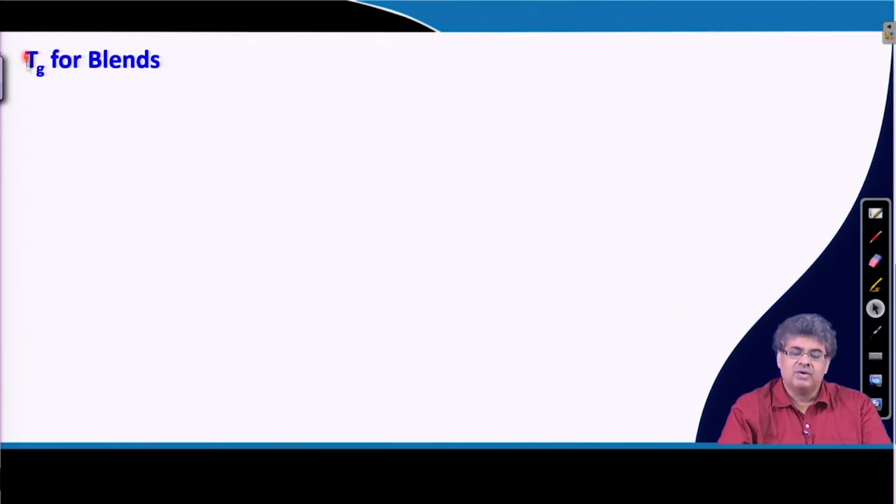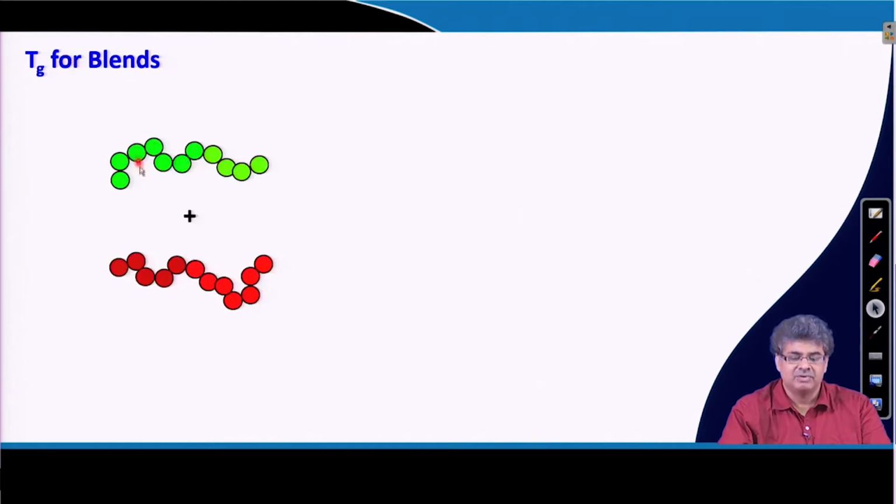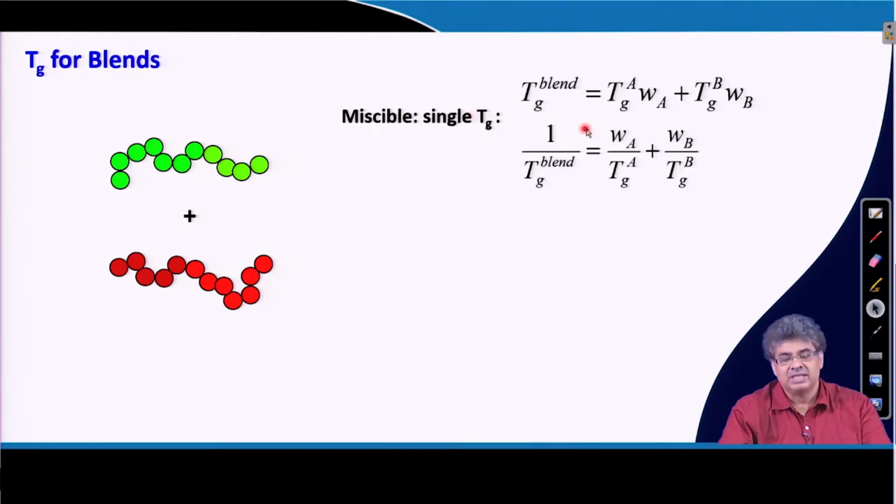Similarly, we can also use this expression to find out Tg for polymer blends. Polymer blends are basically a mixture of one or more polymers. In this case, I have shown blends of two homopolymers, this one and this one. Again, if these two polymers are completely miscible with each other, then we have a single Tg, and the Tg will be given by this expression, which is the most frequently used, the Fox equation, and again remember that T is in K.